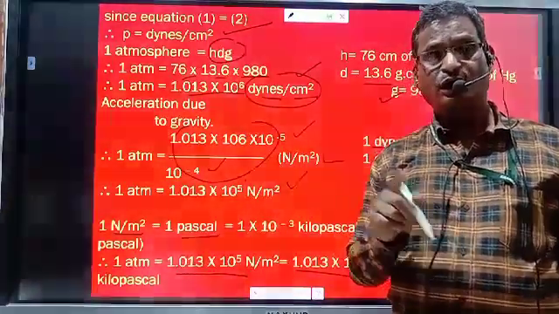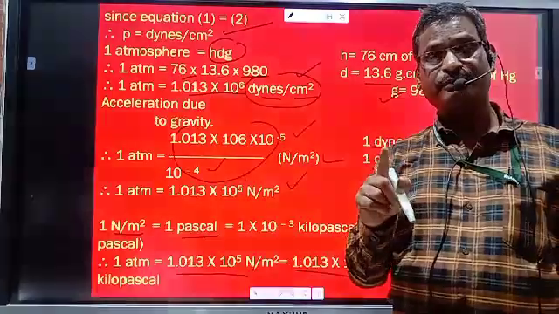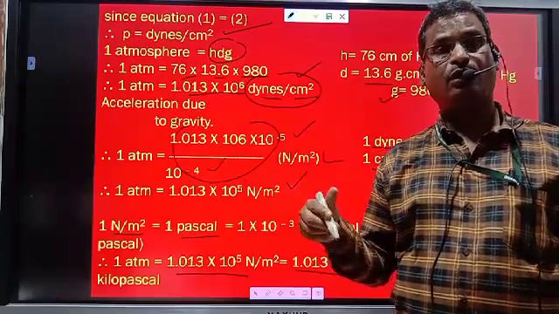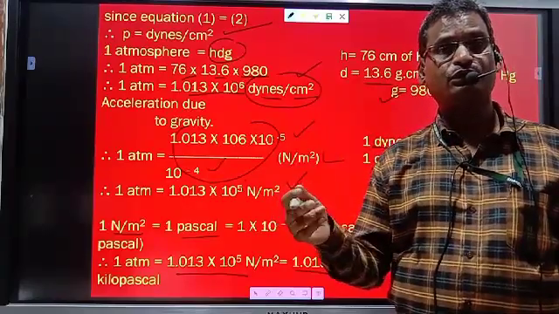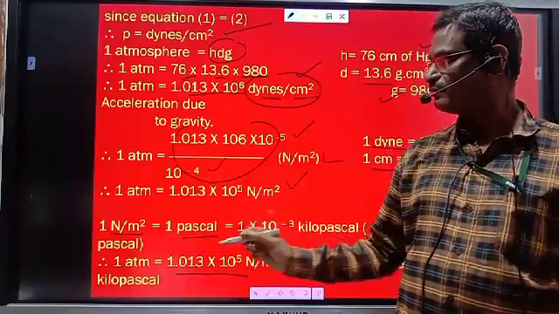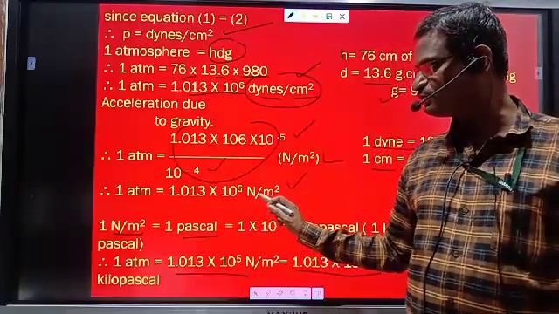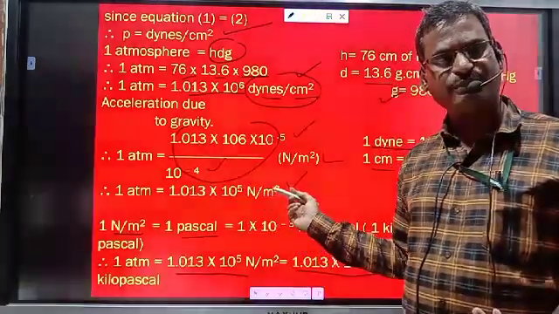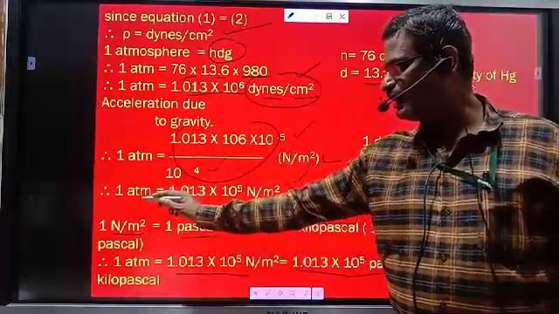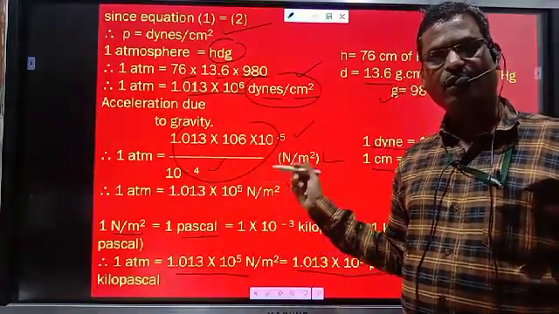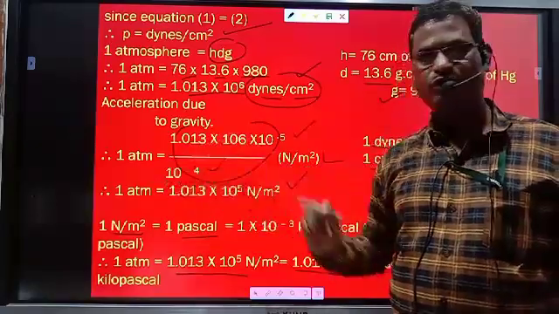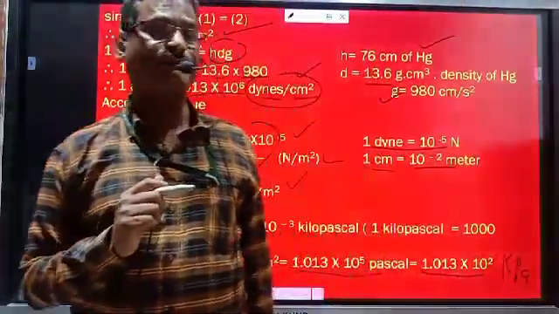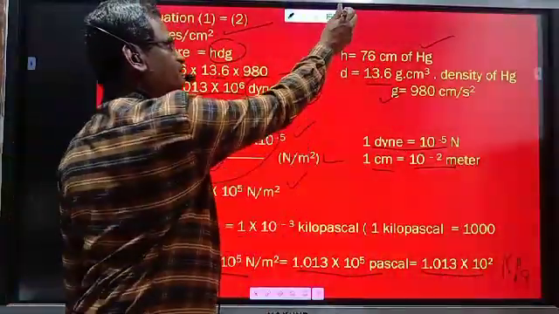You must know how to convert Newton per meter square to Pascal, to kilopascal, to atmosphere, to the dyne per centimeter square, because 1 atmosphere is this much Newton per meter square. 2 atmosphere means this is multiplied by 2, that much Newton per meter square. To convert atmosphere to Newton per meter square, or Newton per meter square to atmosphere, is possible from these conversions. So these conversions are important while solving the problems.